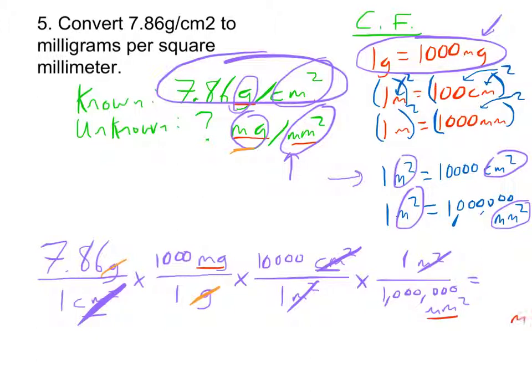So our final answer will be in milligrams per millimeter squared, and we need to take 7.86 times 1,000 times 10,000 divided by a million, and then we get our final answer, which comes out to be 78.6 milligrams per millimeter squared.